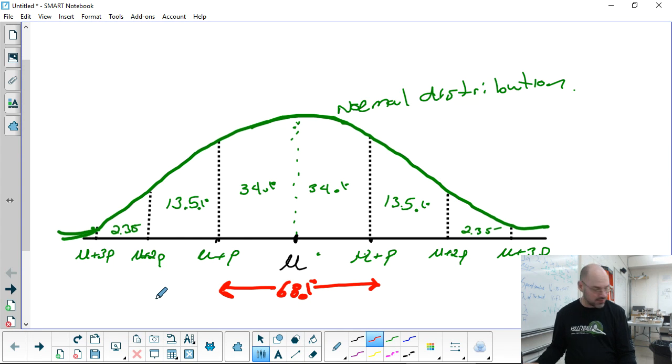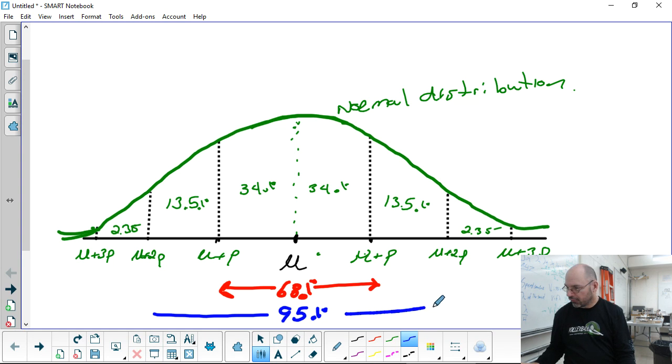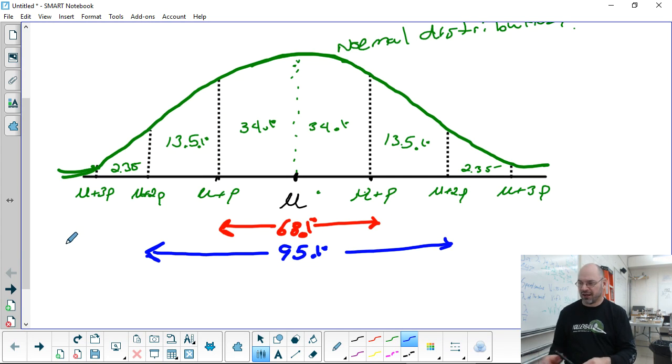Okay, from 2 standard deviations away, if you look at that, that's going to be 95% of the data. So from here all the way to this one, 2 standard deviations on both sides. So that adds the 13.5, the 13.5, the 2.35s. That's 95% of data. So there's only 5% of the people or data points that are above 2 standard deviations or below 2 standard deviations away.